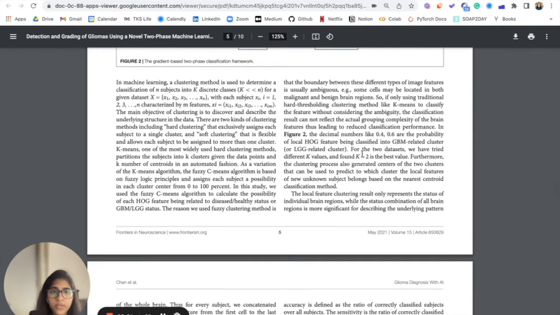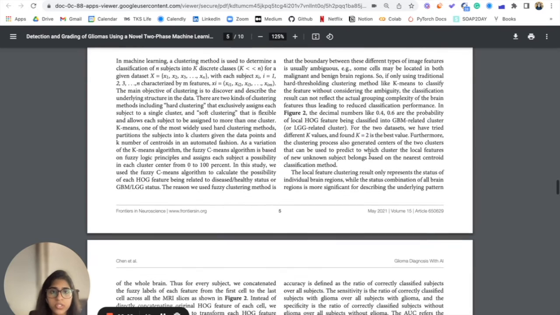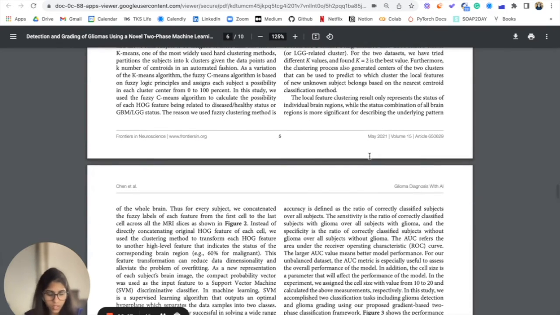And so they found that for k-means clustering, they wanted to have two clusters, k equals 2. I won't go too much into depth on this. Then it started talking about how for every single subject they concatenated the fuzzy labels of each feature, from the first cell, let's say, to the last cell, and then they concatenate all of that information, right?